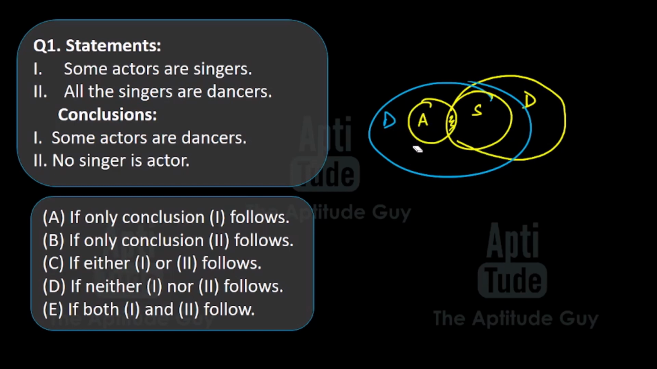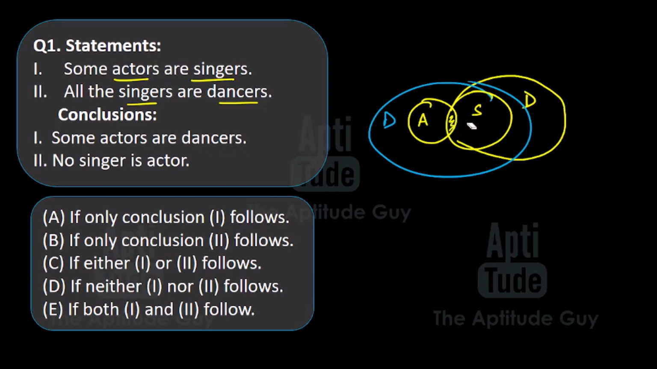The thing is, how do you get to know how many possibilities or which possibilities you need to consider? See, they have given us the relationship between actors and singers and between singers and dancers. But they have not given us the connection between actors and dancers. So we need to think about every possibility that we can, right? One of those possibilities is that some actors are dancers, and the other possibility is that all the actors are dancers. Yes. Now that we have all the possibilities, let us read the conclusions. Some actors are dancers. Is that true?